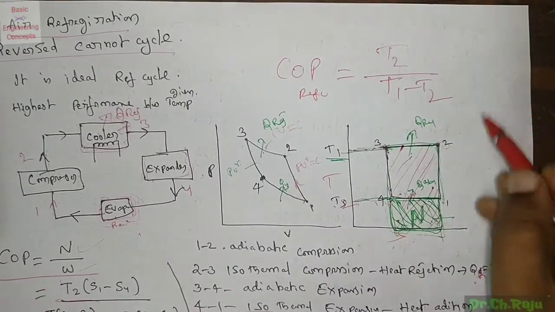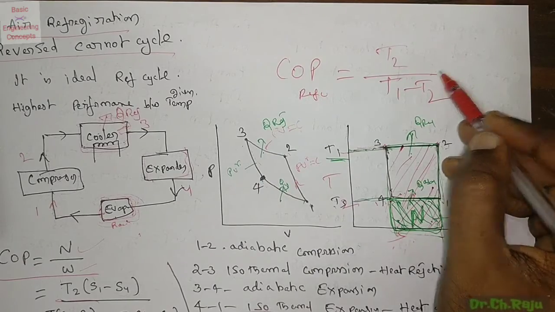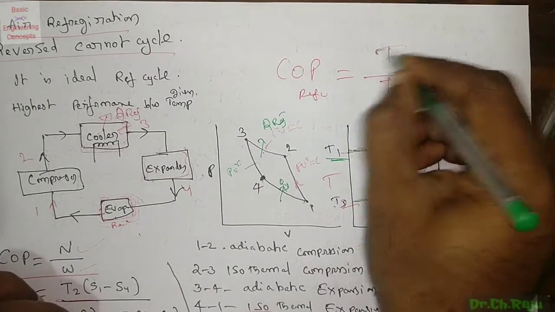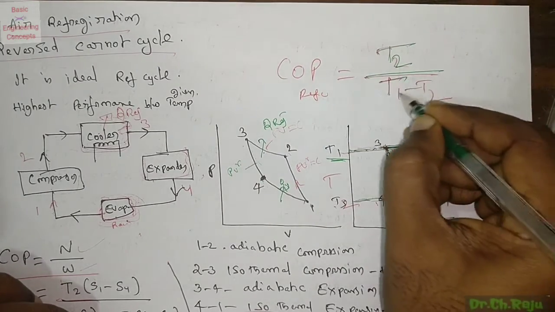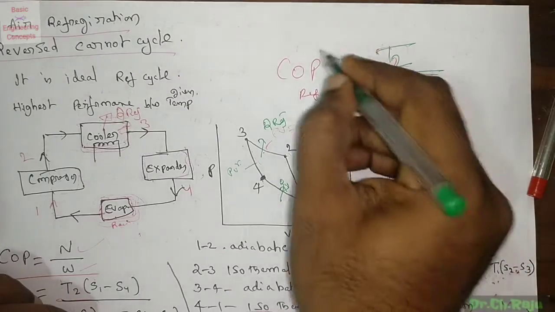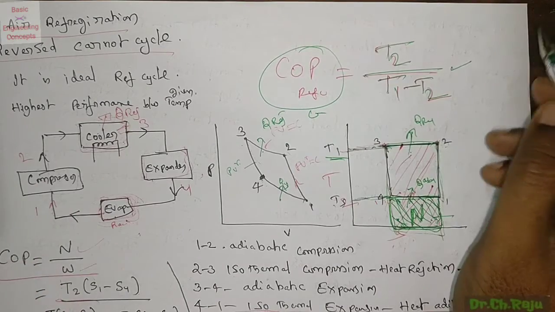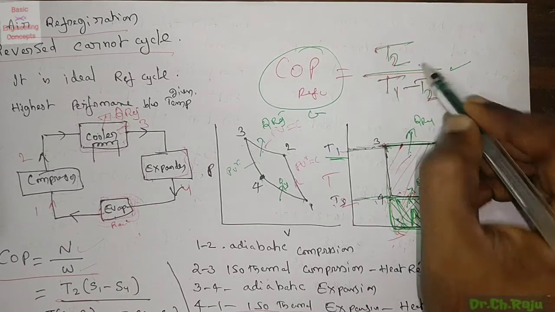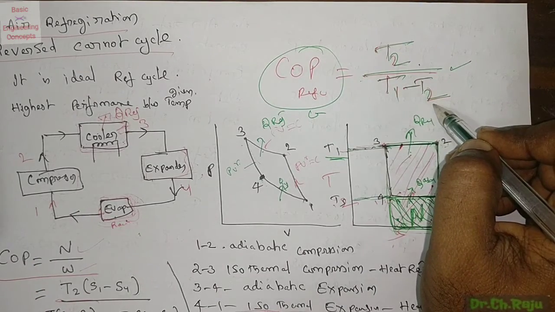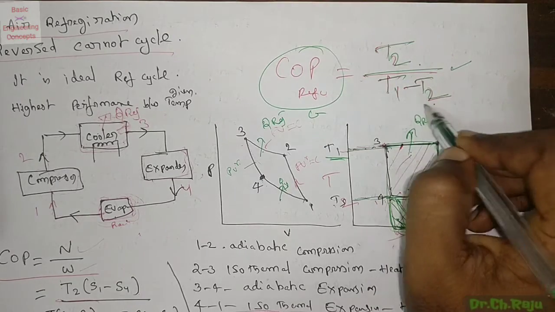T2 is the lowest temperature in the cycle, and T1 minus T2 is the difference between the temperatures. This is the COP of the refrigerator for the Carnot cycle. This is a very important formula, that is T2 by T1 minus T2.